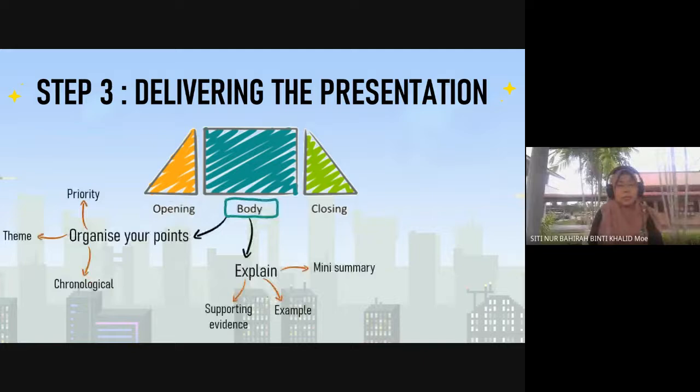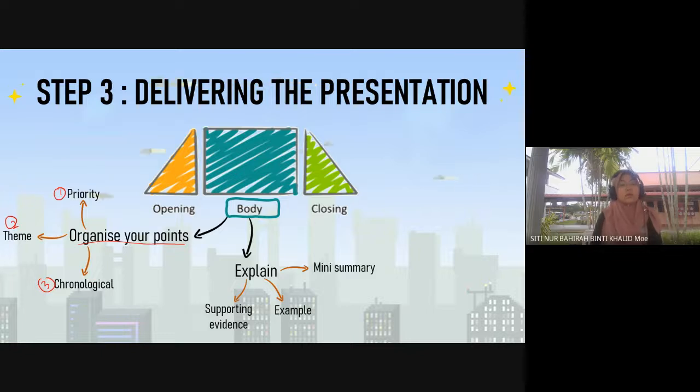Next, let's look at body. So in your body, first you have to remember you have to organize your points. You can either organize based on priority. You start with your most important and then you end with the least important, or you could follow a theme, or you could also go through a chronological order. So maybe if you're trying to teach your students or your audience how to cook something, you have to follow a certain order. You cannot just suddenly dah angkat makanan hidang and then suddenly baru kamu nak potong bawang ke. So you have to start with what should be done first and then what should be done last.